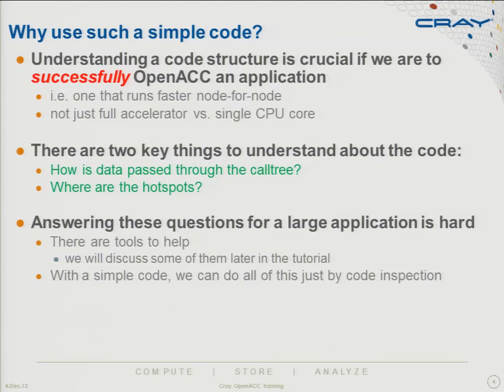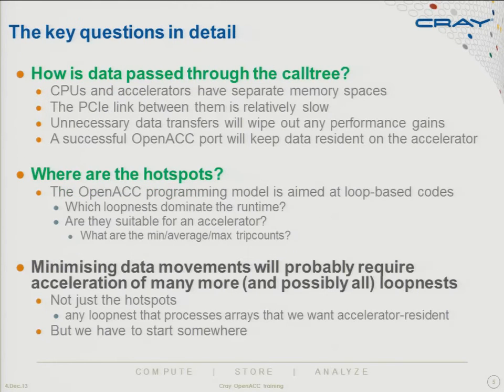That's really useful when you're doing a port. In a real application that's hard, there are tools to help you do that, and we discuss these tools later. But for a simple code, we can just do it by looking at it. It's only 200 lines. We need to know how data is passed because keeping data resident on the accelerator is the most important optimization you will make. And we also need to know which loop nests dominate the runtime and are they suitable for an accelerator.